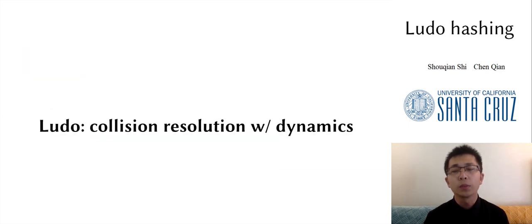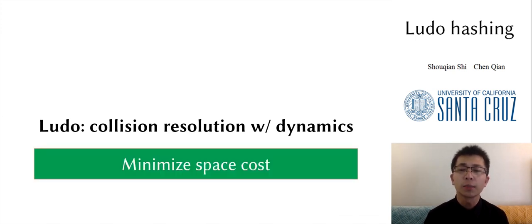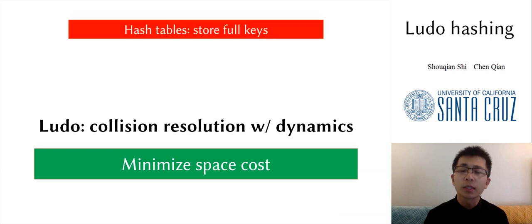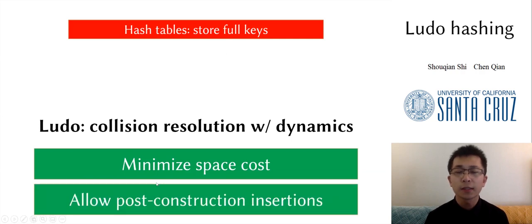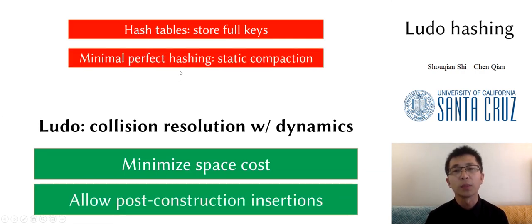We propose Ludo hashing, which resolves the key collisions perfectly and supports changes of the key set. Ludo costs less space for the key-value lookup by storing and minimizing the information to resolve the key collisions, instead of storing the full keys as done in hash tables. Besides, Ludo allows fast insertions after construction, as opposed to the static minimal perfect hashing.